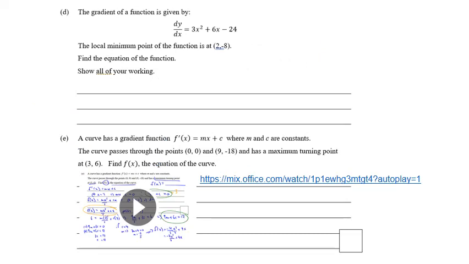This is the other one. Guys, this is the other one that really annoyed me on your behalf. Local minimum at 2, negative 8. Gradient is that. Find the equation of the function. So what am I asking you to do here, Giles? dy by dx equals that. What am I going to get you to do? To differentiate. So that's going to become x cubed plus 3x squared minus 24x. Is that right?